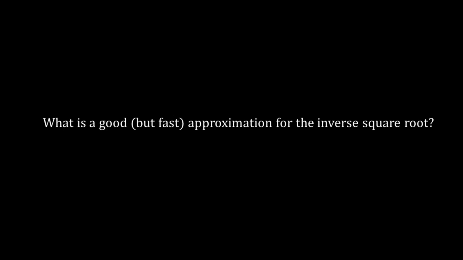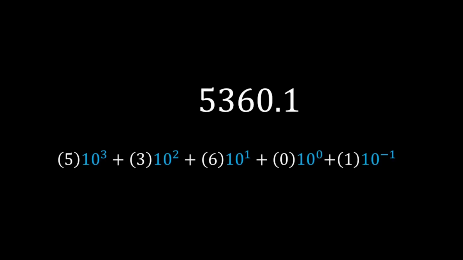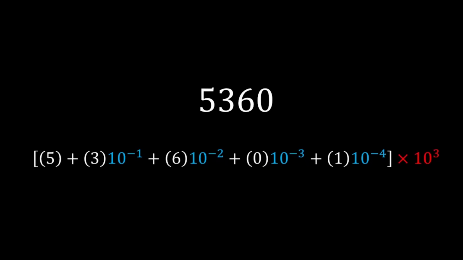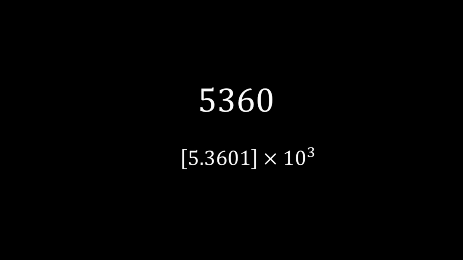Then, what is a good but fast approximation of the inverse of the square root? This is related to our magic number. To explain the hack, let me first explain a little bit of how numbers are represented in computers. Take this number. We say that this number is in base 10, since each digit represents a different power of 10. We can always factor out the greatest power of 10 to write the number as follows. We say this number is written in scientific notation, in base 10.